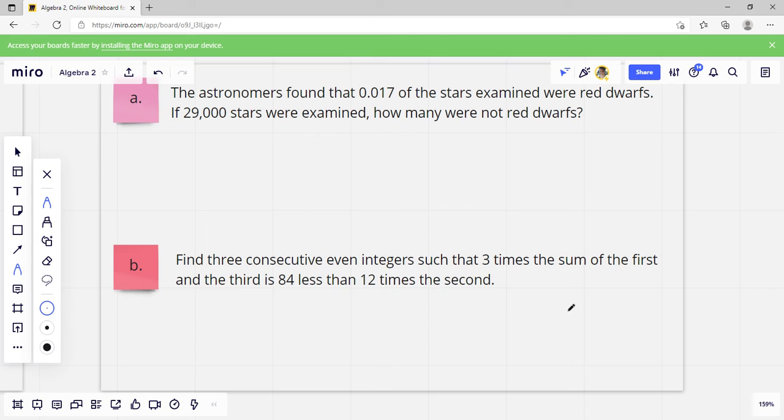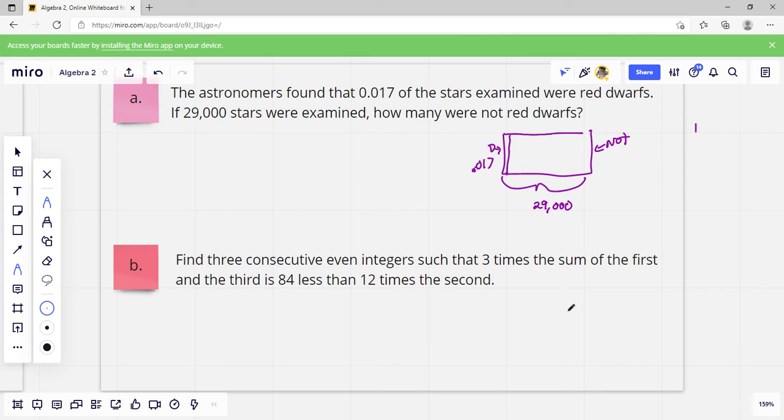The first one says, the astronomers found that 0.017 of the stars examined were red dwarfs. If 29,000 stars were examined, how many were not red dwarfs? So if we drew a little diagram for that, this is going to be a tiny little fraction, and that's 0.017. Alright, so to figure out what the rest of this is, this is our dwarfs. Okay, this is our not. Okay, and this is the whole thing, which would be 29,000.